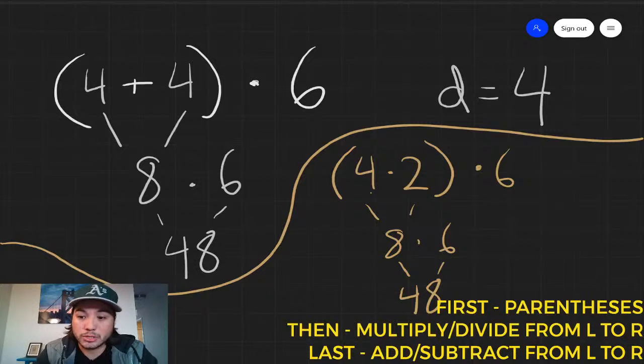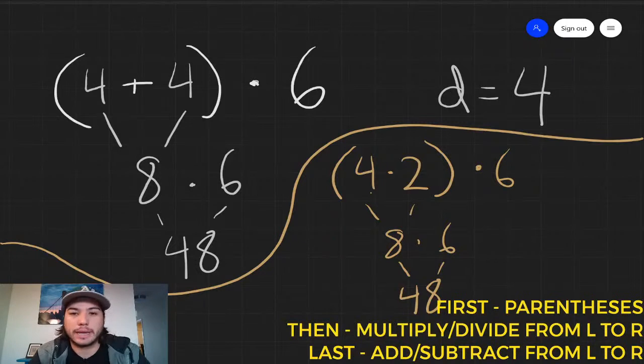Okay, so on your exit ticket today, first there's going to be some computational sentences, and it's going to ask you to write an expression. And then there's going to be some expressions given and a variable given, and it's going to be up to you to substitute the variable and then solve.